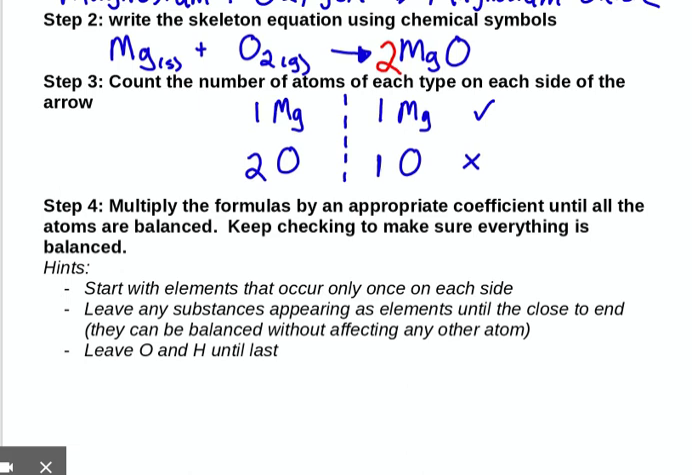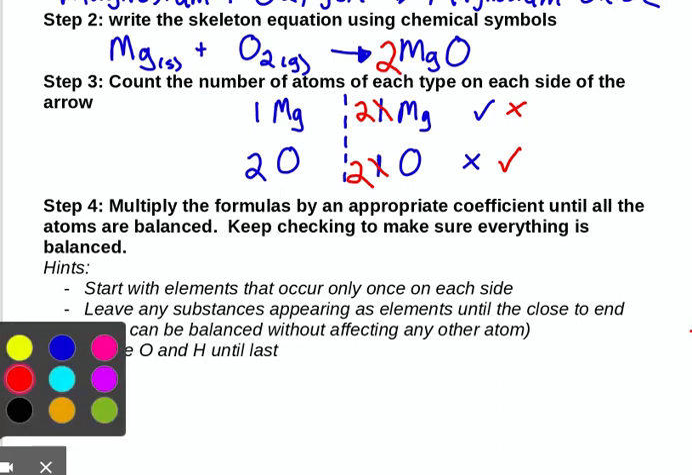By doing that, it now says I have 2 MgOs. So that means I have 2 magnesiums and I have 2 oxygens. So I do a little checkpoint. All right, my oxygens are balanced, but now my magnesiums are not balanced. So now I have to balance my magnesium.